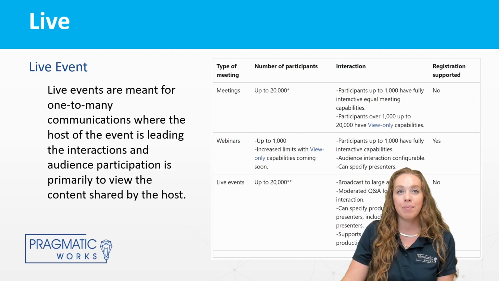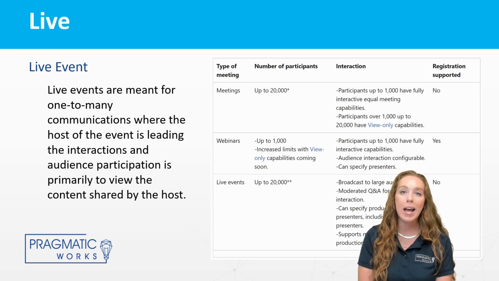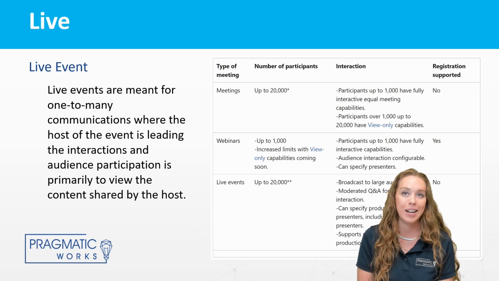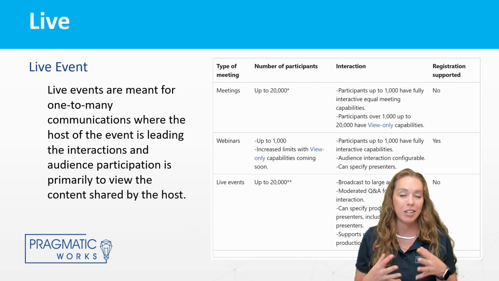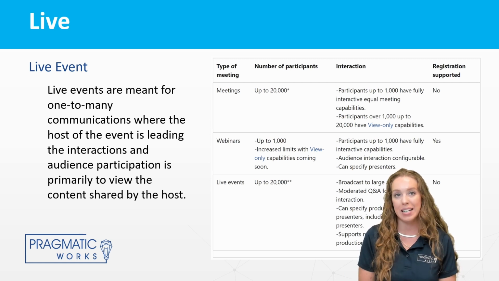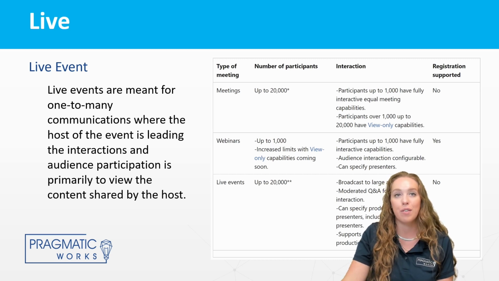And in this one, we are going to talk about a specific meeting type, and that is live events. As we can see, live events are meant for one-to-many communication. This is where the host of the event is leading that interaction, and audience participation is primarily to just view. Whatever is being shared by the host, that's what you get to see. So, when you're hosting large meetings, you really need to consider the following.